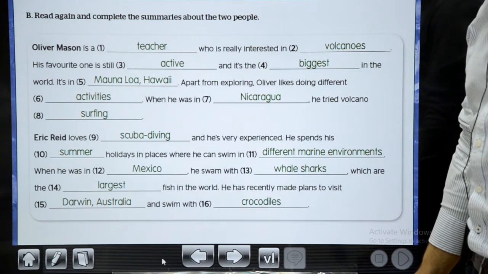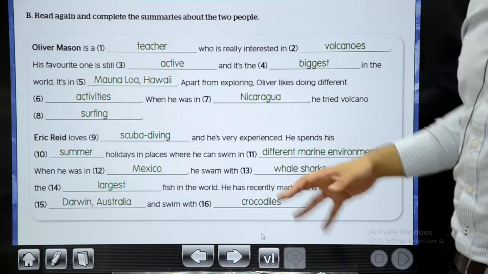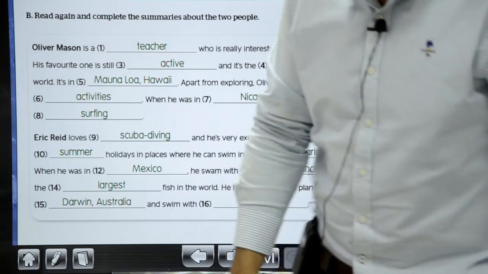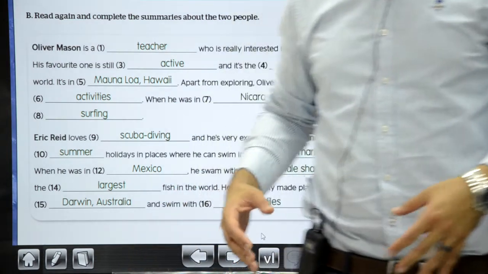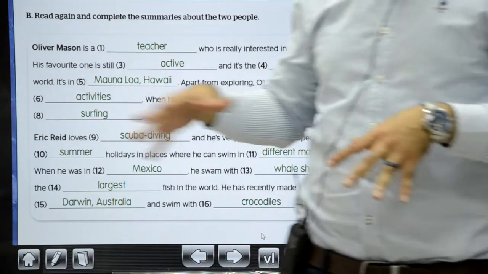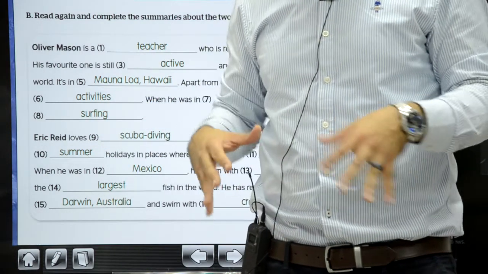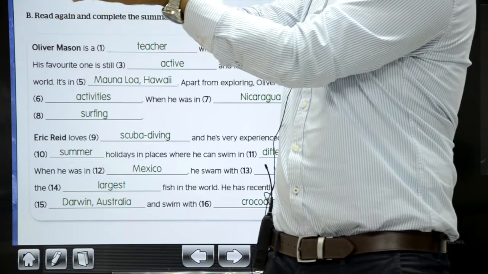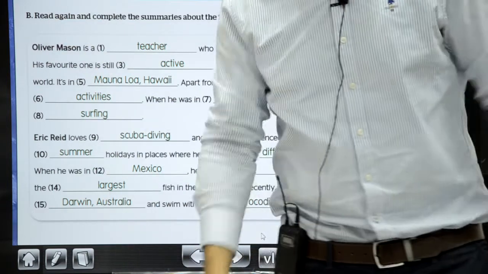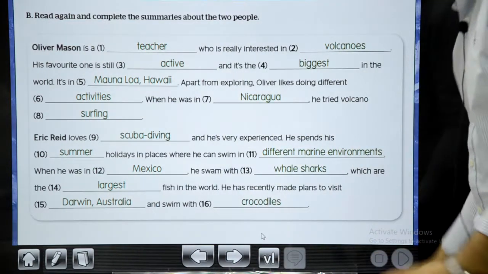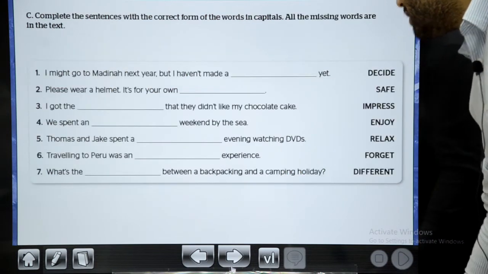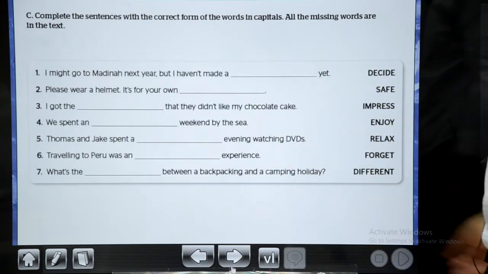crocodiles. So crocodiles, this creature is too dangerous. You know, it lives in the banks of the river, and it's too dangerous. You know, they open their mouth this way and they may bite or eat anyone or any animal. So let's move to the next part of the lesson.